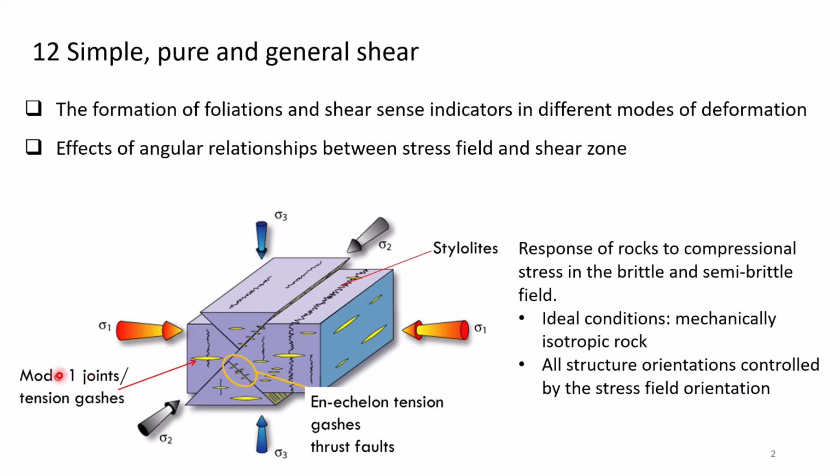We see, for instance, mode 1 joints or tension gashes would form parallel to sigma 1 and sigma 2 and perpendicular to sigma 3. Stylolites, which are common in marbles, are dissolution fronts. They should form perpendicular to sigma 1. En echelon tension gashes have their specific relationship with the stress field. And also faults form in specific orientations with respect to the stress field.